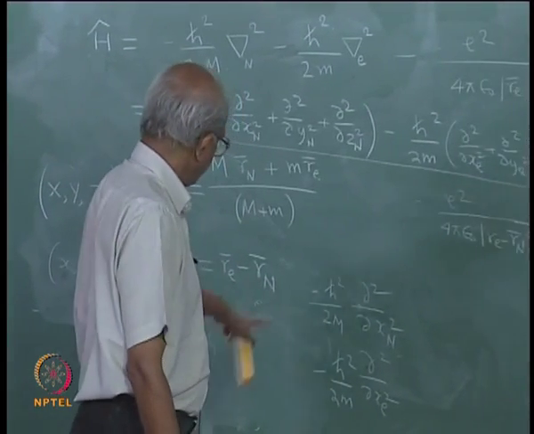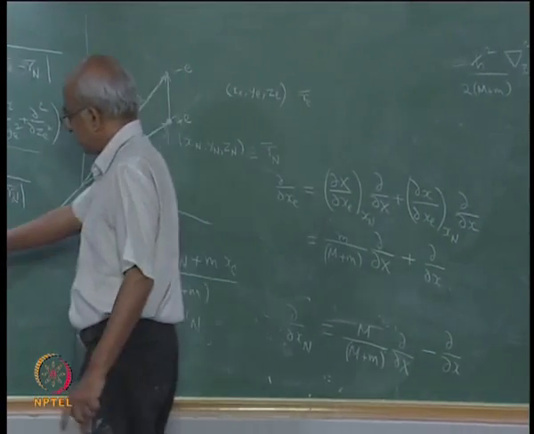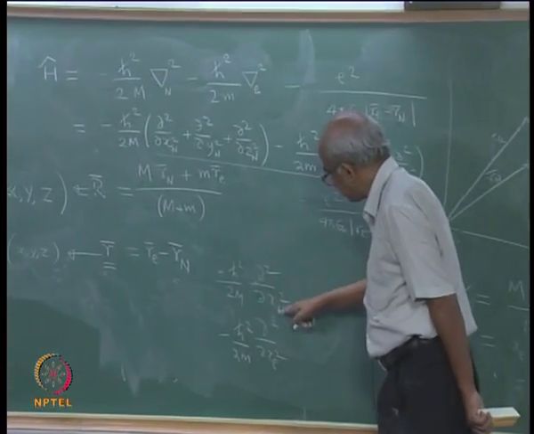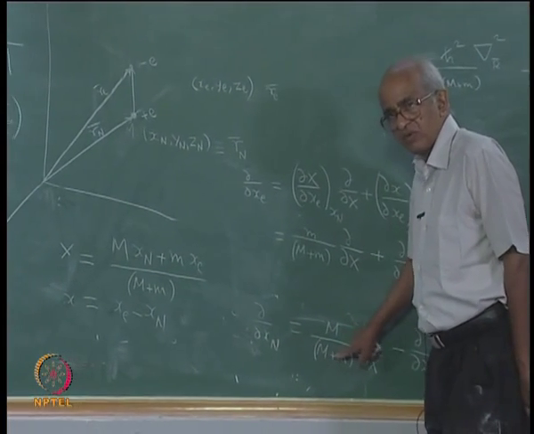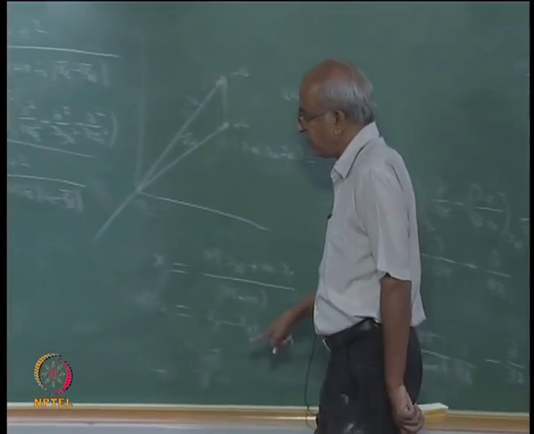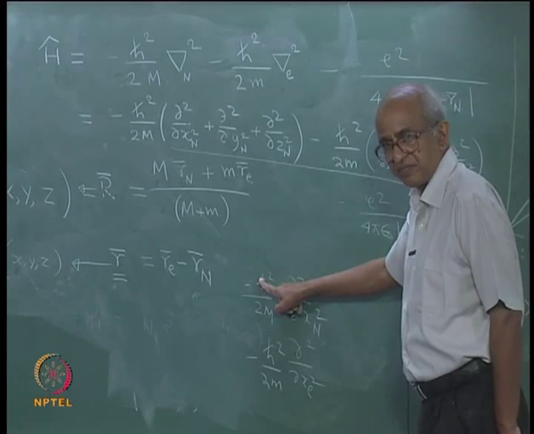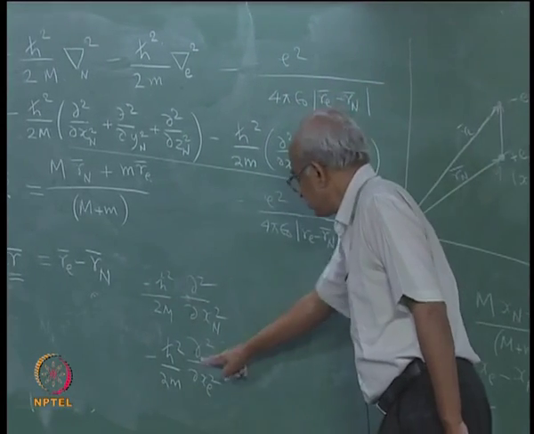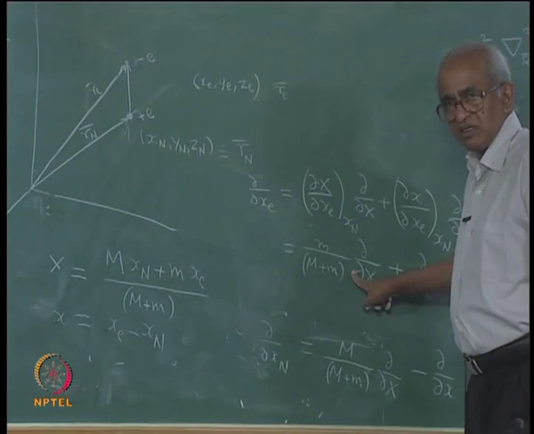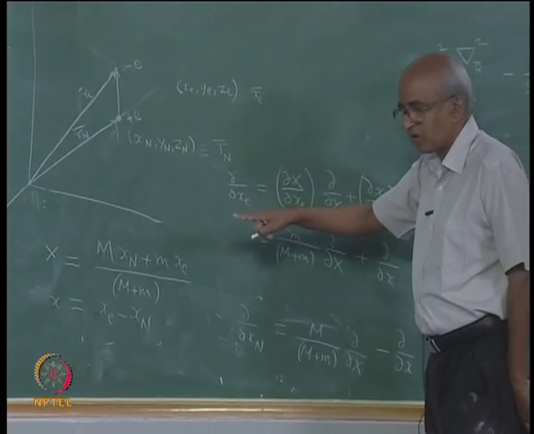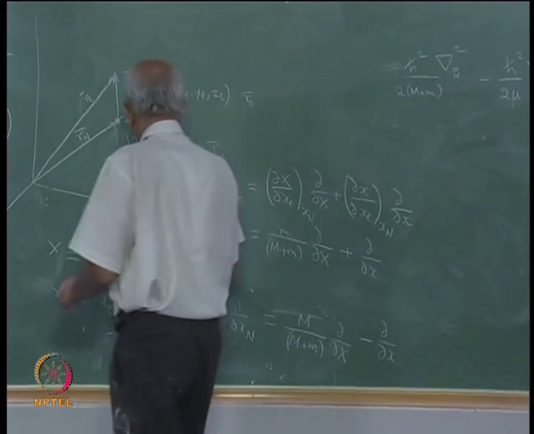And now, to get this, what should I do? I will have to look at this expression. To get this expression, I will have to take the square of this, divide it by 2 capital M, and multiply by minus h cross square. And to get this, I will have to take the square of this expression, divided by 2 times small m, and multiply by minus h cross square. So, let me just do that and look at the answer.